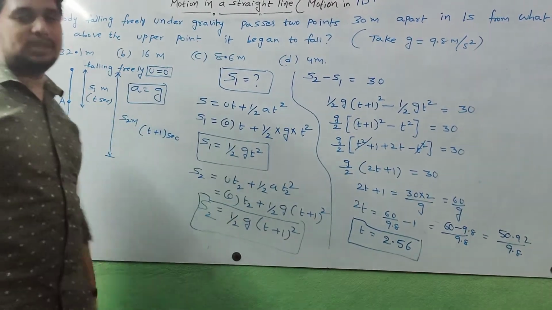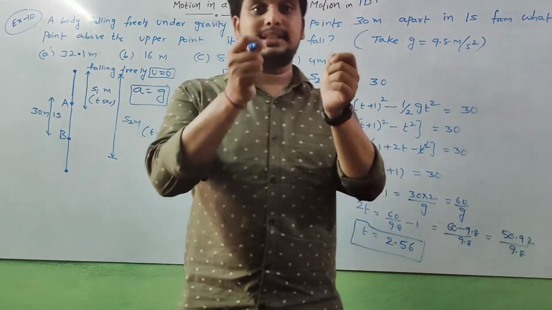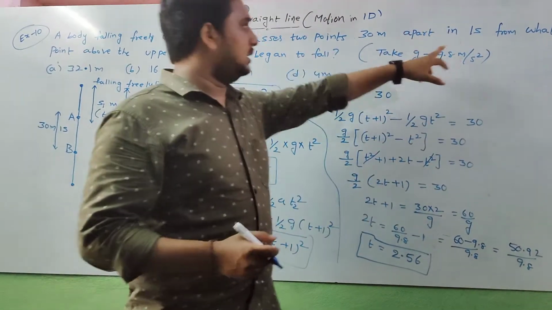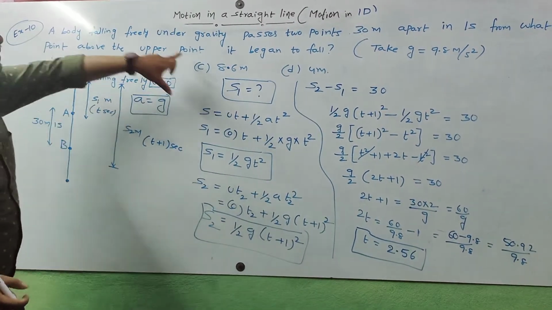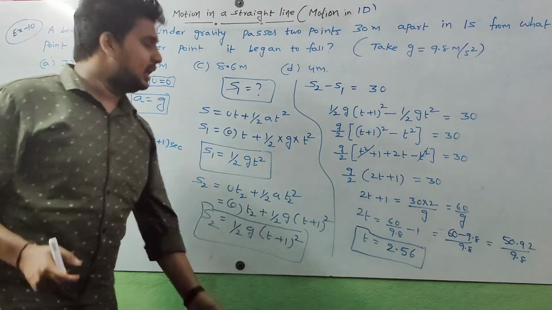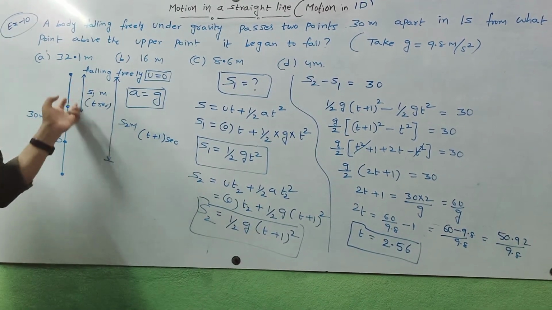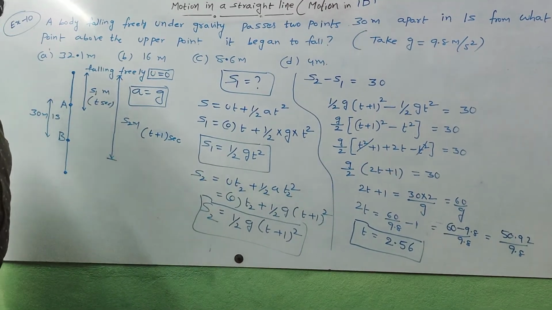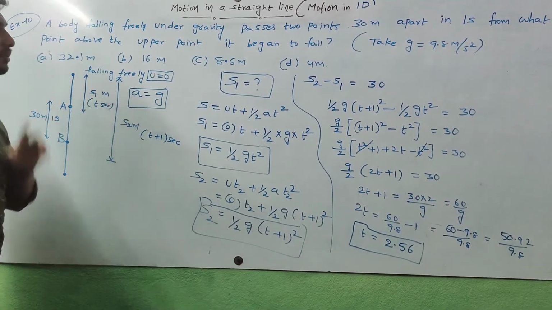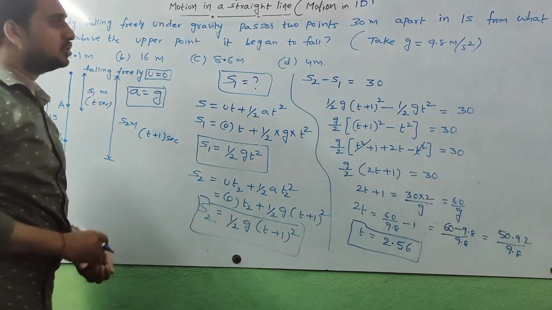From this whole question, what we need to find here? We need to find here S1. From what point above the upper point it began to fall. Above the upper point means A is upper point, so from what distance it began to fall, it reaches to A, that is S1. S1 we need to find. T value we got means S1 is easy to find or not.